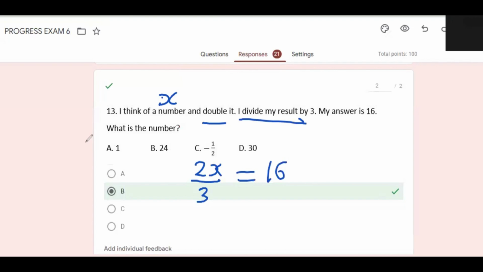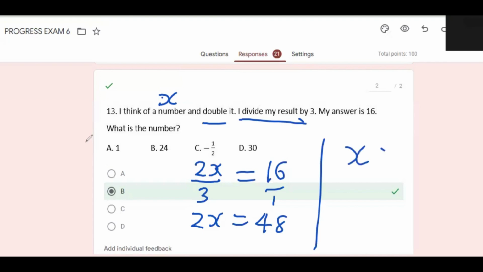And from here, what do we do? Turn 16 into a fraction and cross multiply. So we have 2x and 3 times 16, I think it's 48, right? Yes. The final step is to remove that coefficient by dividing both sides by 2, so 48 divided by 2. So x is 24, which is B.